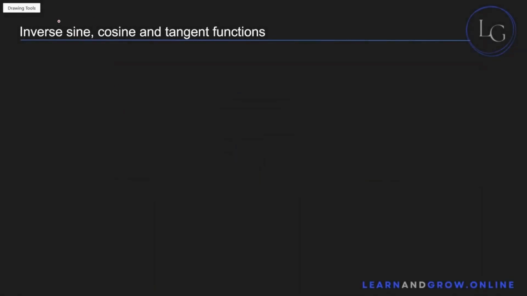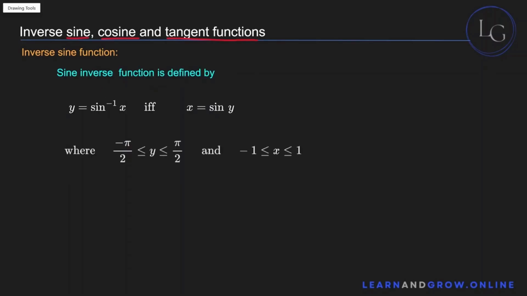Now let's see what inverse sine, cosine, and tangent functions are. Basically, I think you've seen this before. The sine inverse function is defined like this. If y is equal to sine inverse of x, then x is equal to sine of y, right? Basically, if this sine is taken to the left-hand side or any opposite side of the equation sign, it becomes the sine inverse function, right?